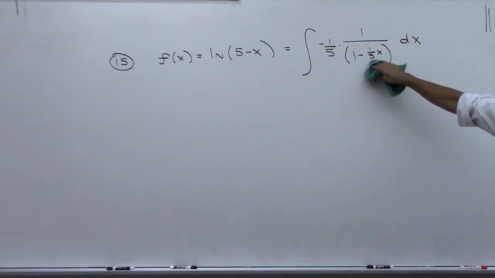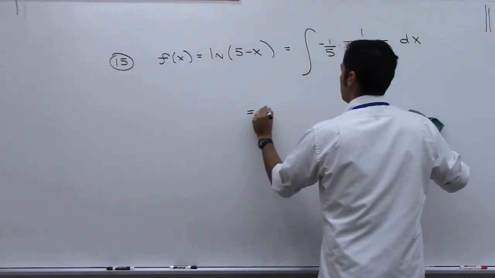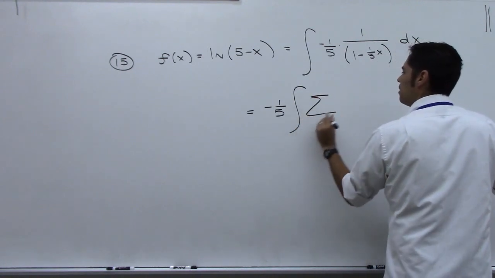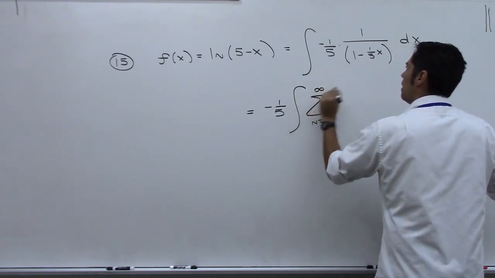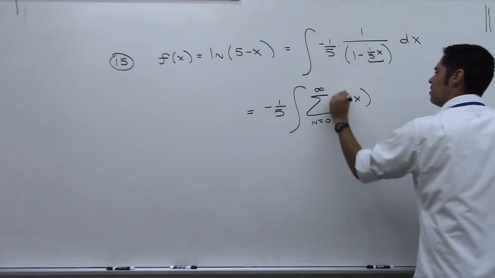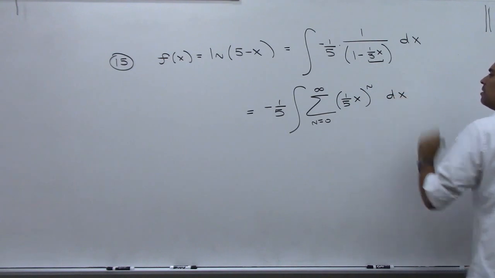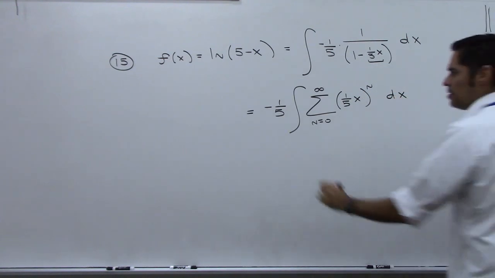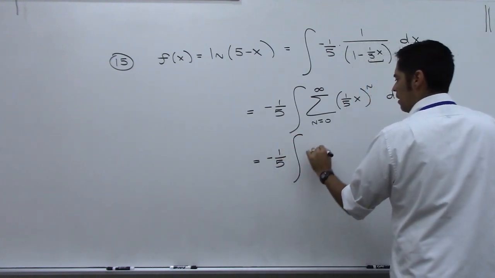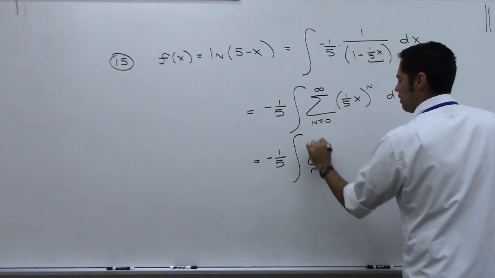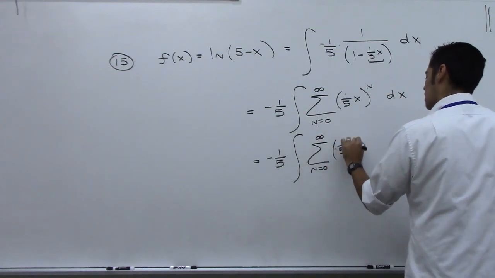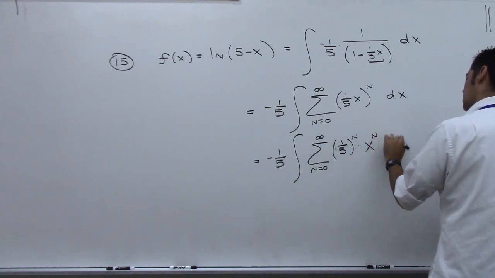Let's convert this part to a power series. We'll take the negative 1/5 out. Negative 1/5 integral of the power series, n equals 0 to infinity, of 1/5 x to the n dx. And then this is equal to negative 1/5 integral, sum n equals 0 to infinity of 1/5 to the n times x to the n dx.